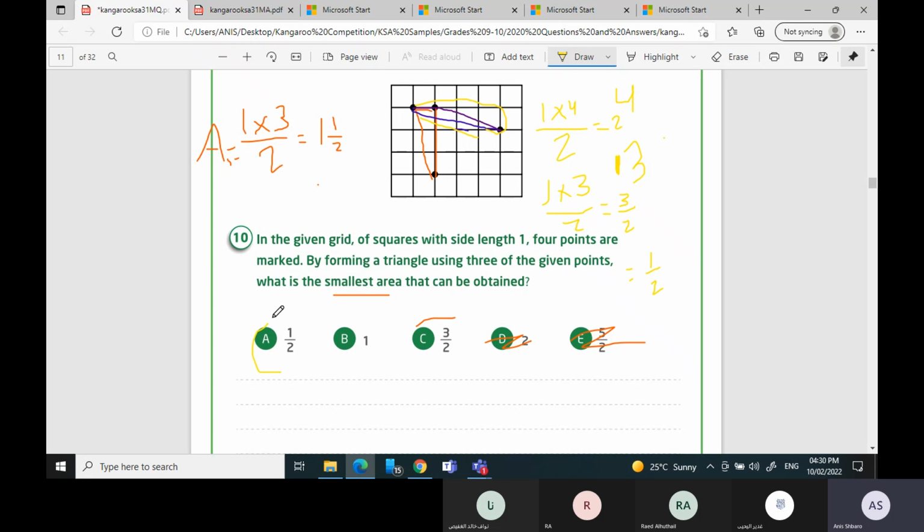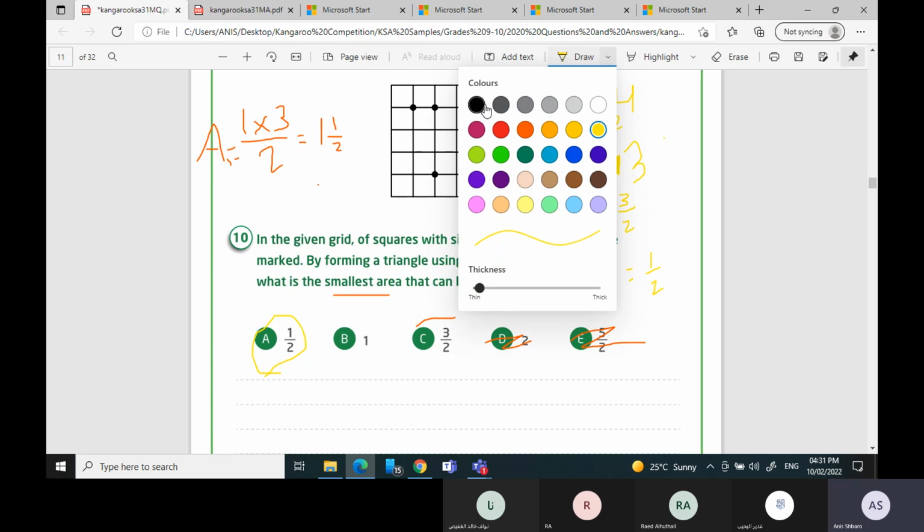So A is my choice. I'm going to solve it in another way. Maybe it will be clear for you. It's taller than this way, but I guess it's easier. Let me change the color.